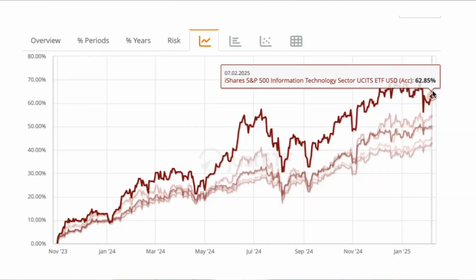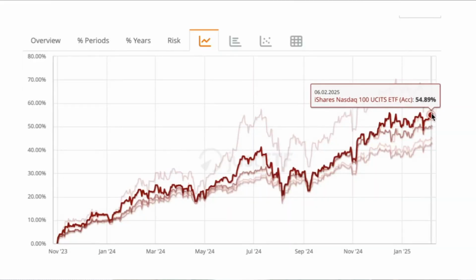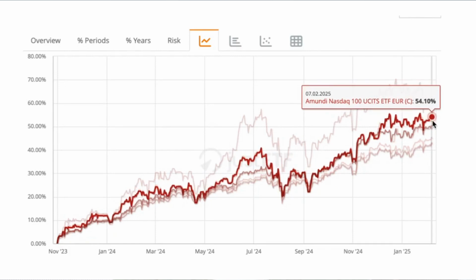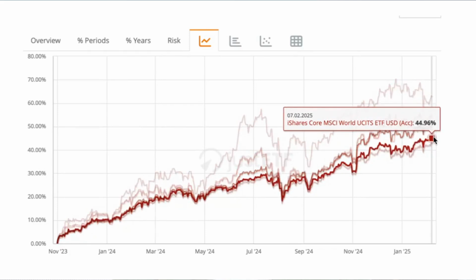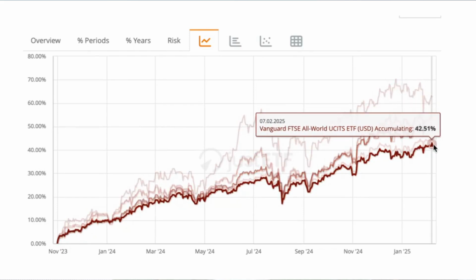And now comes the fun part. We compare how these ETFs perform over the time period of 5 years. The best returns are achieved by the Information Technology ETF, followed by the iShares Nasdaq 100 ETF, and the Vanguard FTSE All World is somewhere around here.